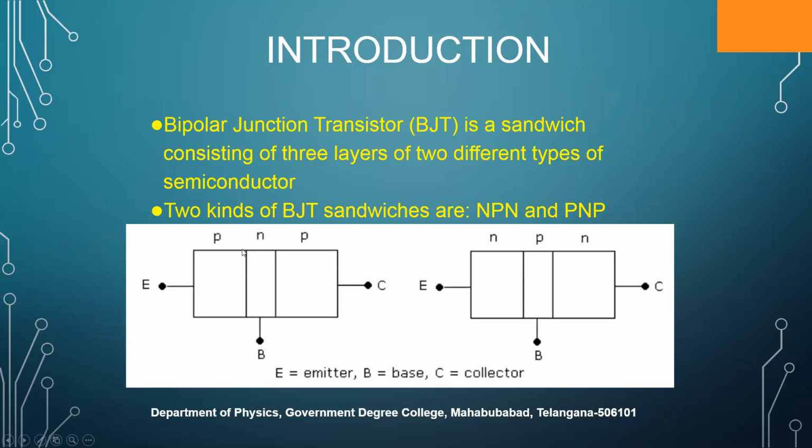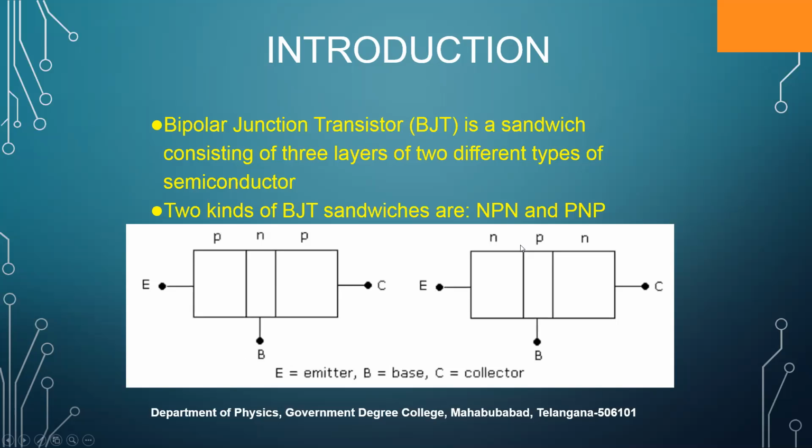Here we get the emitter base junction. This junction acts as a diode, and we get one more junction, the base and collector junction, that is this one. This base collector junction acts as one more diode. But here we have to remember one thing: to get amplification, that means to get the proper operation of the transistor, the emitter base junction should always be in forward bias, and the base collector junction should always be in reverse bias.